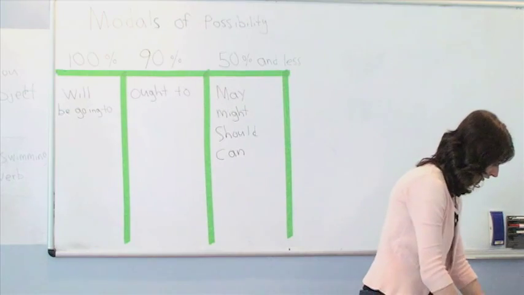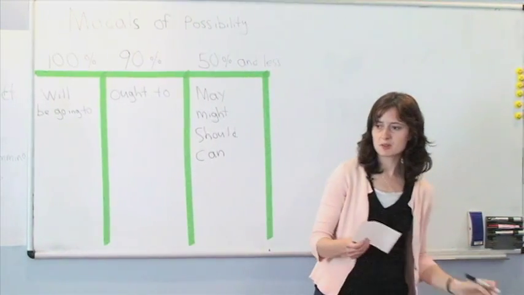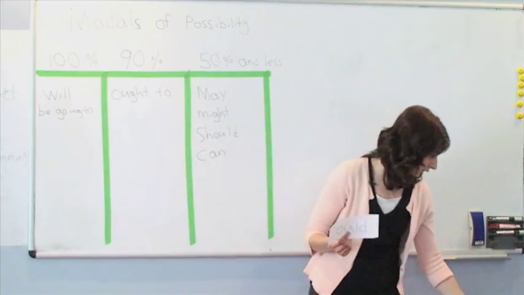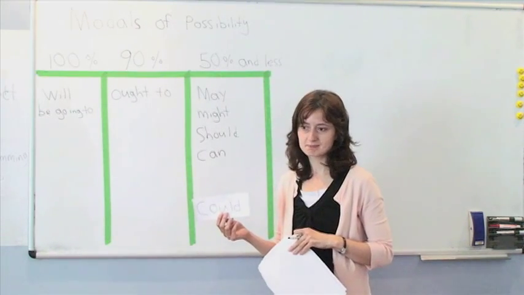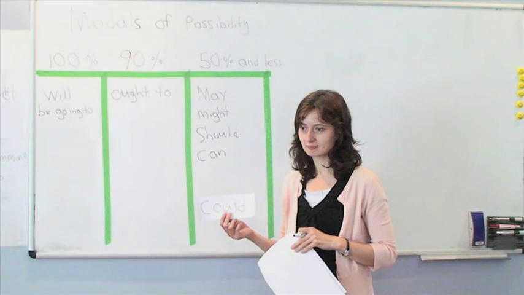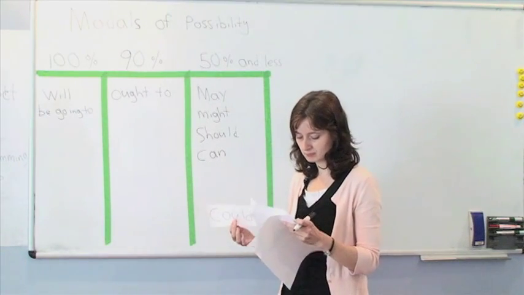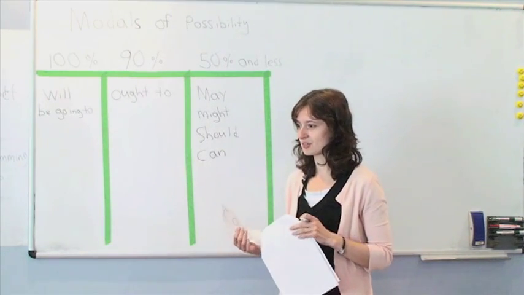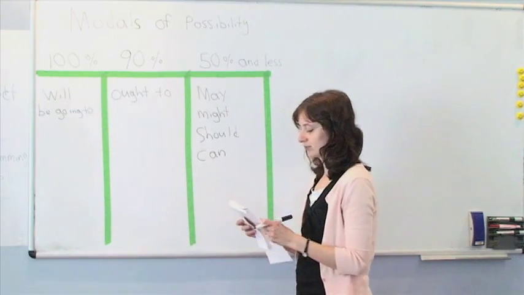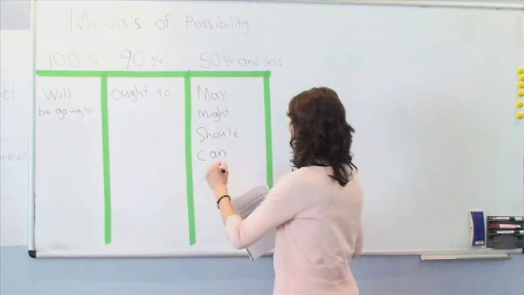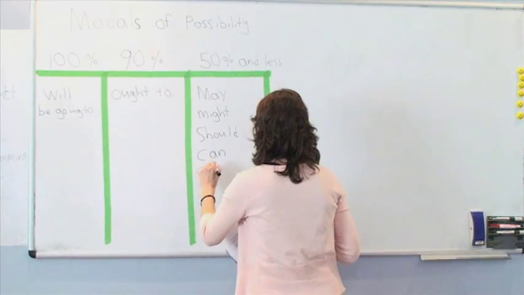And we have could. It's also pretty much the same as can. So how can I use this in a sentence? Could you give me your book? Yeah, and I could also say, please. Could you please give me your book? Where does that go? 50. Good job. So could.